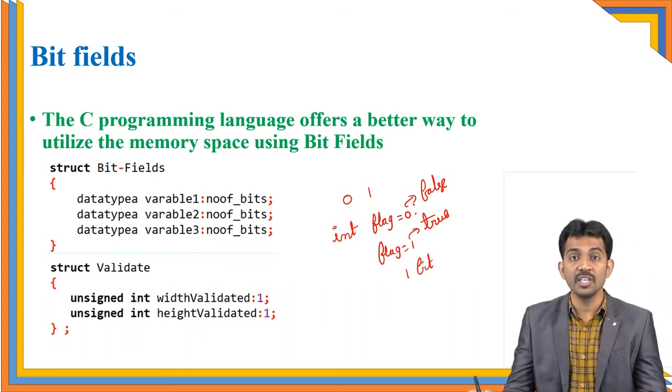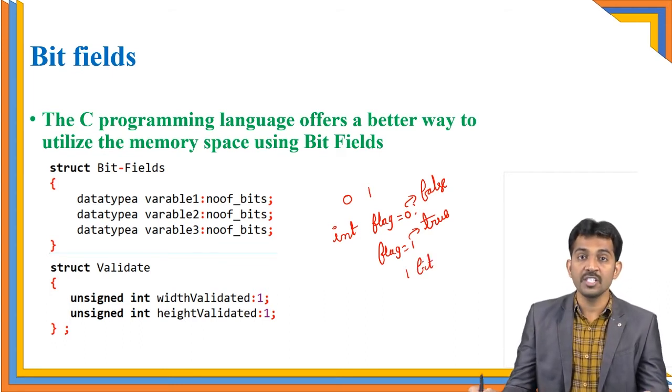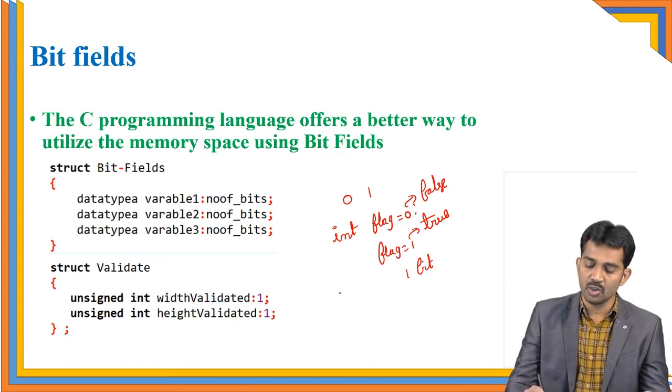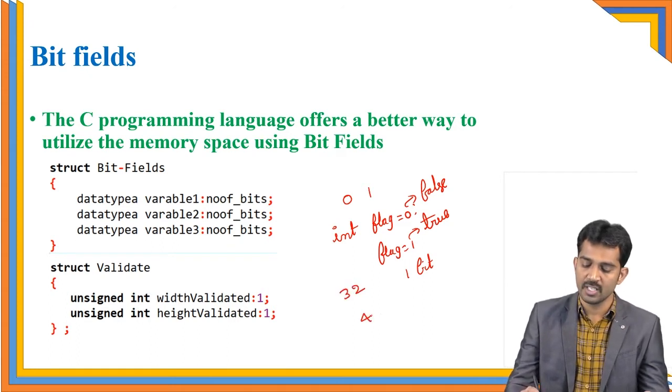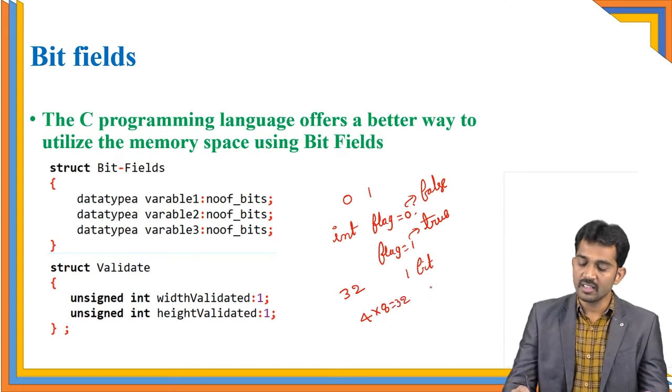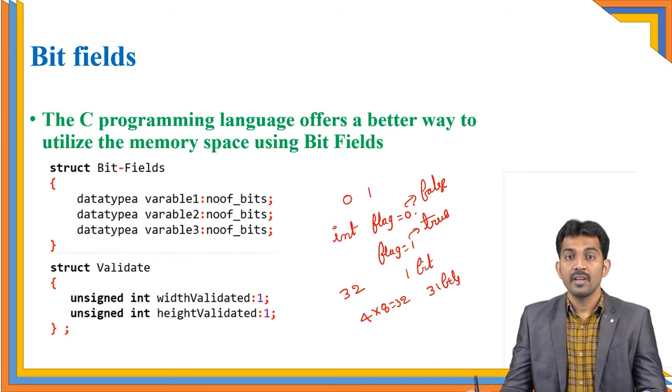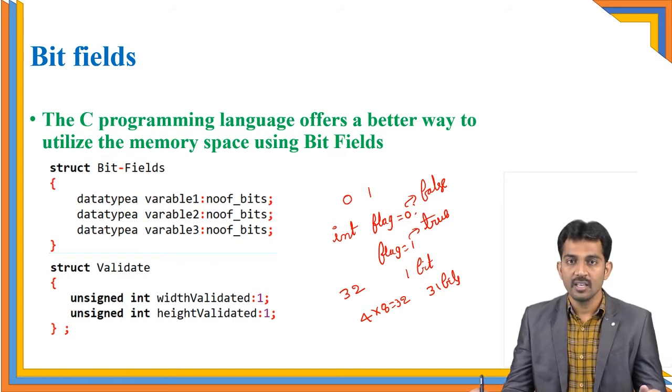But if you consider int a, how many bits are going to be allocated in memory? 32 bits. Yes or no? 4 bytes means 4 into 8, 32 bits. The remaining 31 bits are wasted. If you want to allocate the memory exactly, then you are going to use bit fields. Is this clear?